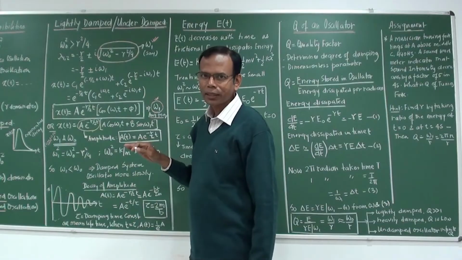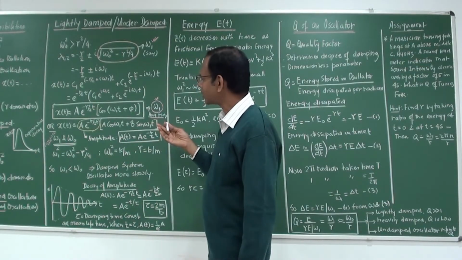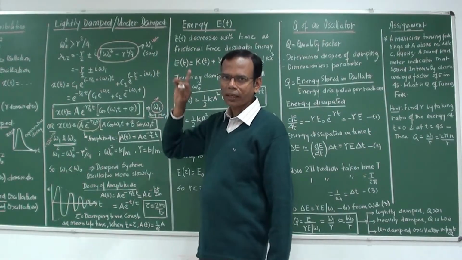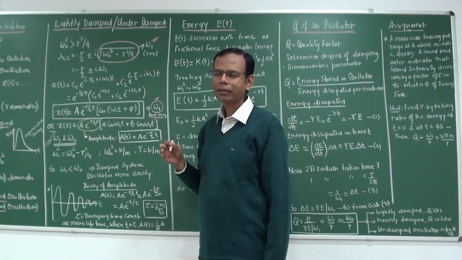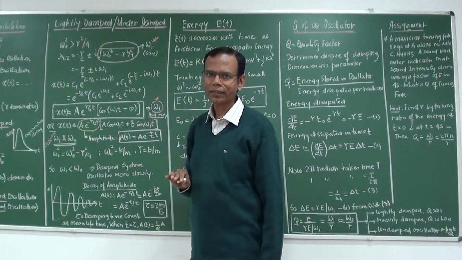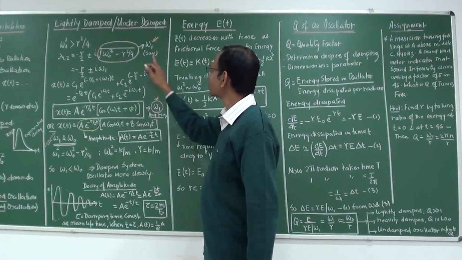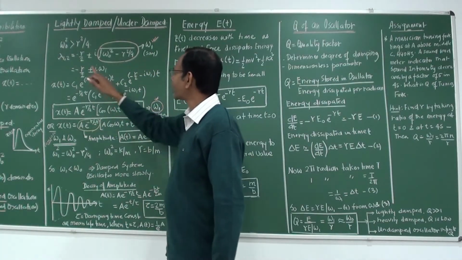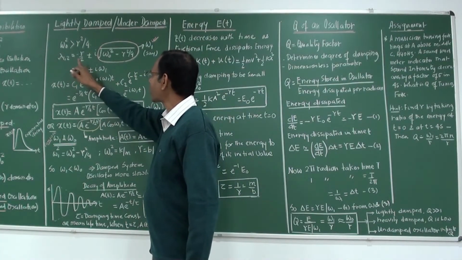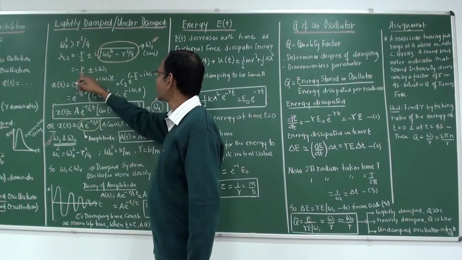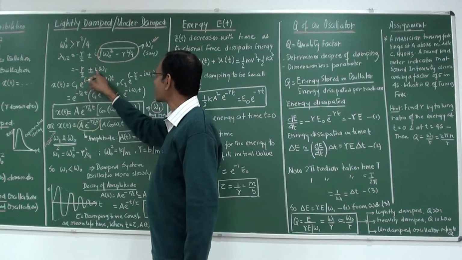Later on we will see that the solution we get, this omega 1, will be our angular frequency for the lightly damped case. So this is omega 1. So lambda 1 and lambda 2 are minus gamma by 2 plus or minus i, this quantity, that is minus gamma by 2 plus or minus i omega 1.